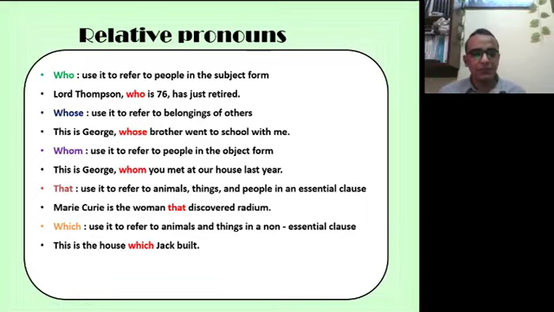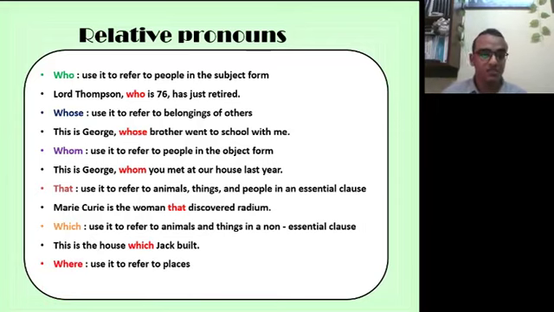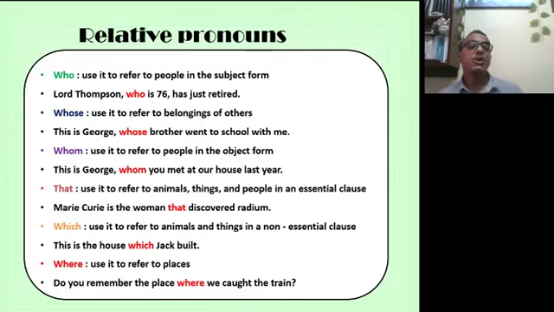Okay, good. Where, of course you know it, we use it to refer to places. Okay, for example, do you remember the place where we caught the train? Do you remember the place where we caught the train? So we use where to like refer to places.